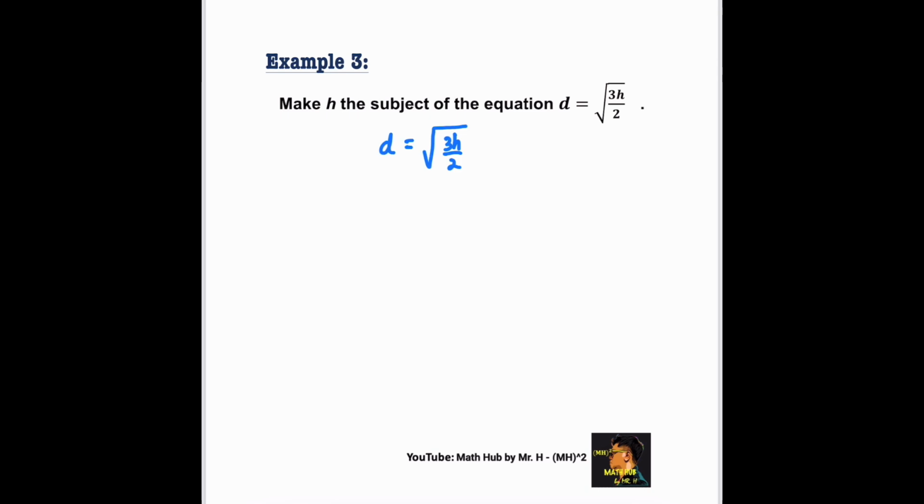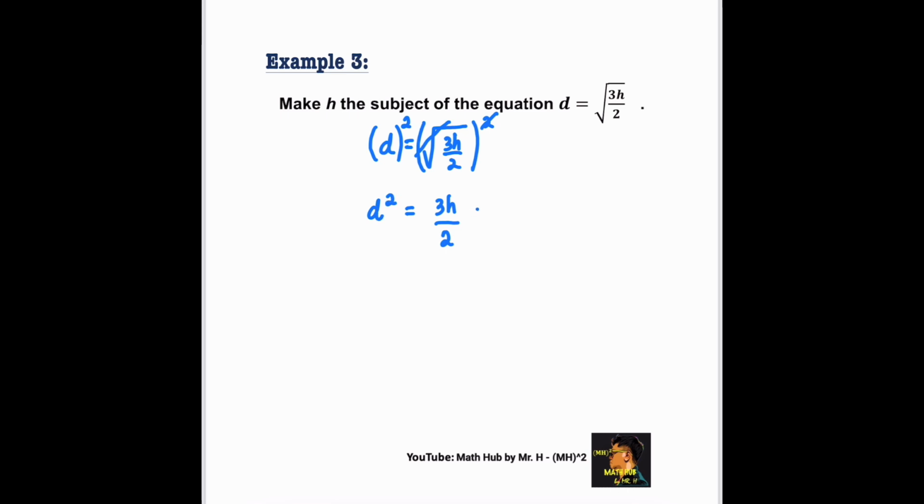So that means that we need to square both sides of the equation in order for the square root, or the radicals, to disappear. If you square the right-hand side, you should also square the left-hand side because it's an equation. By squaring, this one will be canceled out, and you will have 3h divided by 2 on the right-hand side. And the left-hand side, d squared, is d squared.